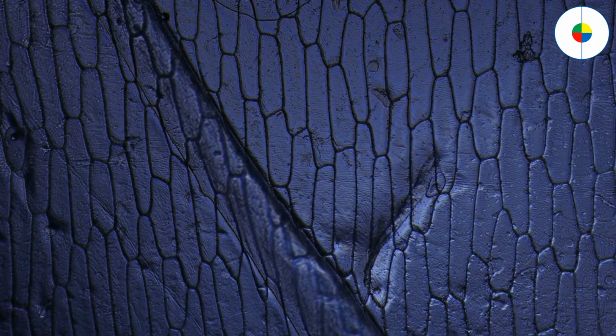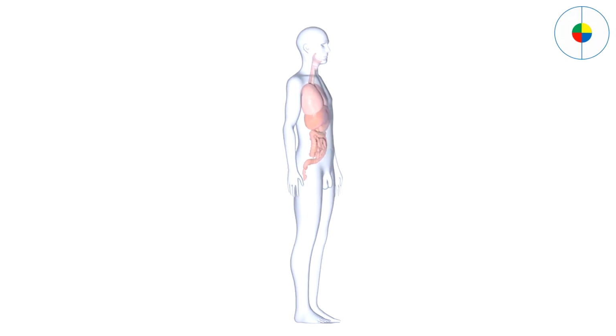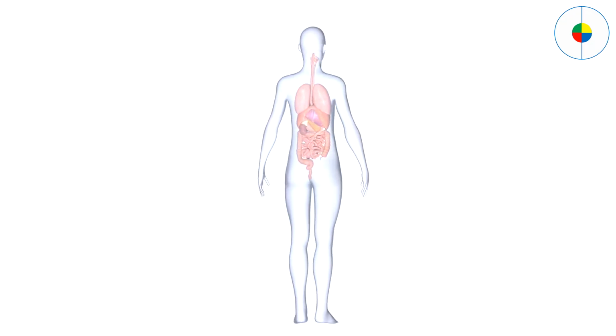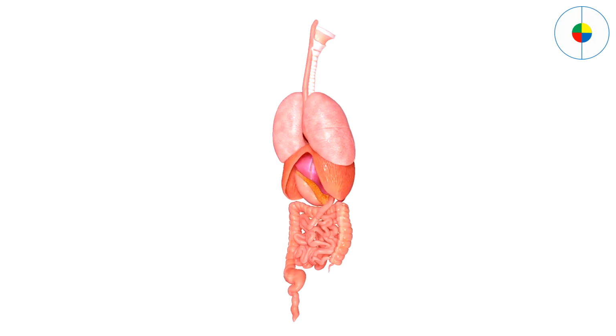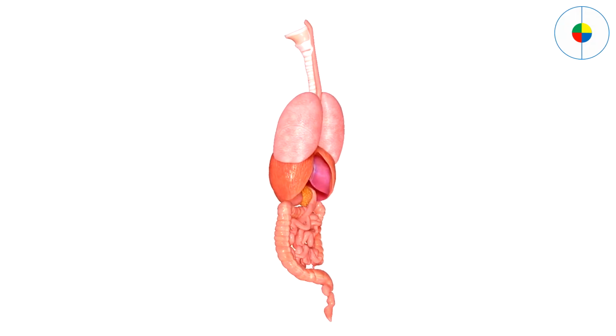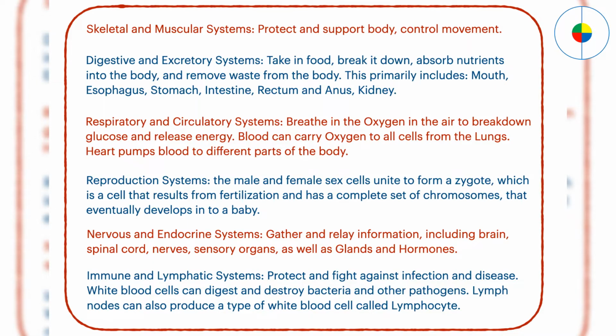A bunch of different cells doing a similar job are called a tissue. Tissues work together to form organs, like the heart, stomach, or liver. Organs working together form organ systems, such as the digestive or respiratory system. The human body has the most complicated organ systems. Here is an overview of all the important systems.